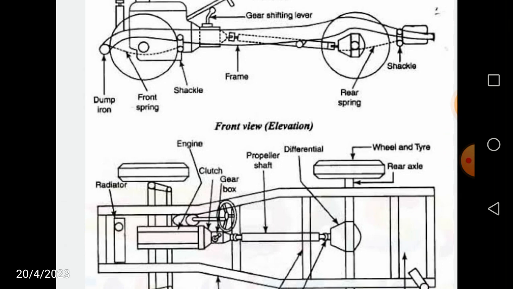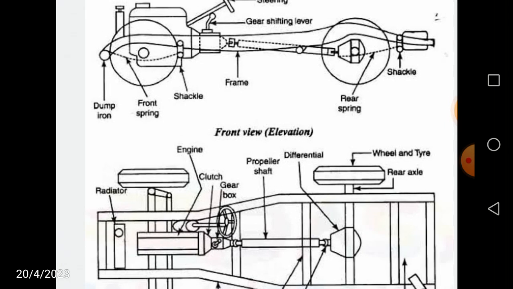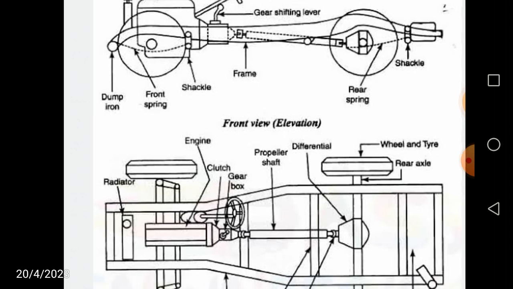Friends, in this video we have a basic idea about the automobile and its construction: chassis, body, transmission. Let us see this. In the figure we see the top view and below it the side view of a vehicle. In the top view we have a dumb iron, then the front spring for the front wheels, then the shackle, then the frame, then the gear shifting lever, and then the steering on the top. Then on the right side we have one more shackle. Then the rear spring for the rear wheel, right?